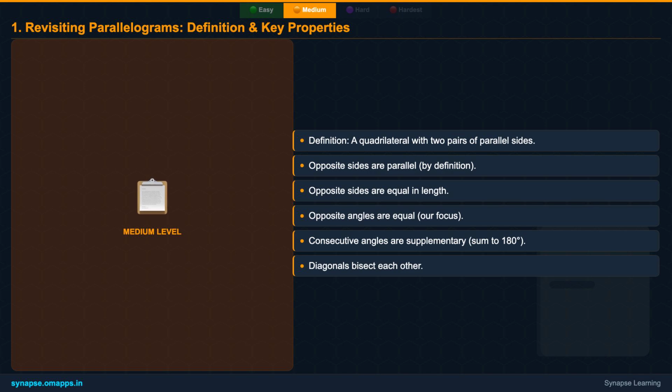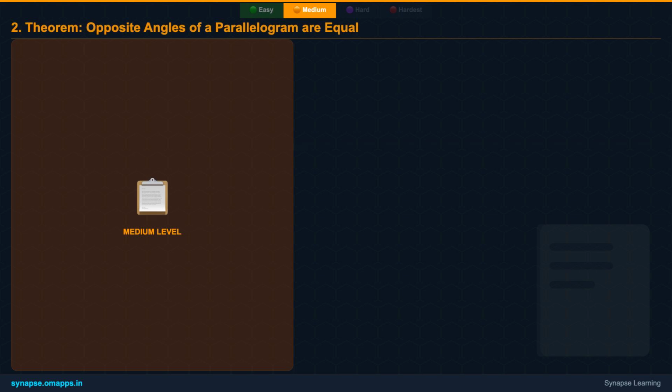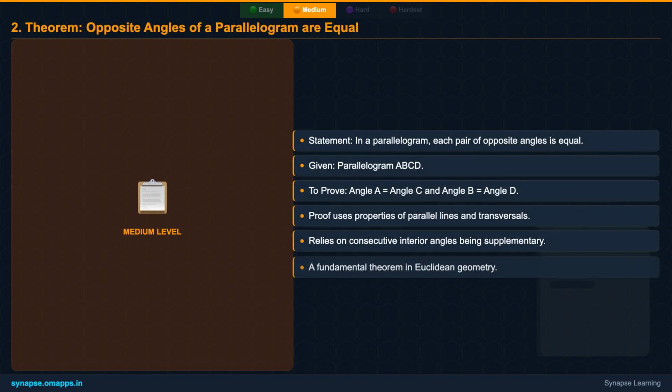Opposite sides are equal in length. Opposite angles are equal, which is our current focus. Consecutive angles add up to 180 degrees, and its diagonals actually cut each other exactly in half. These properties are interconnected and form the complete picture of a parallelogram. Our goal is to formally prove that opposite angles in a parallelogram are equal.